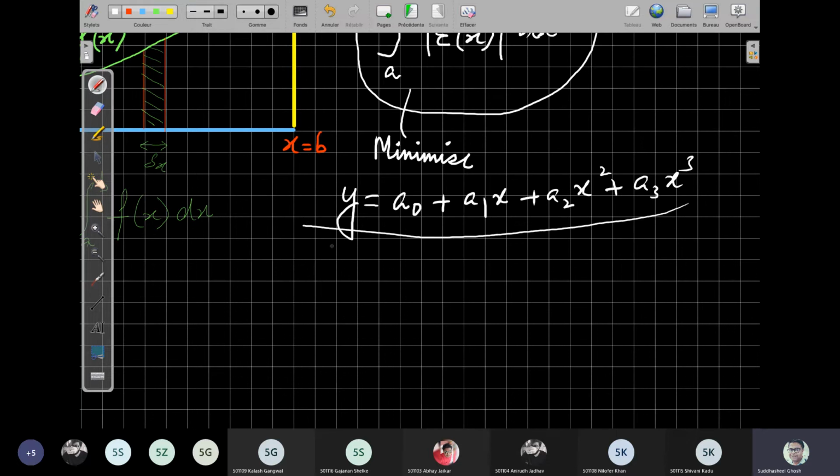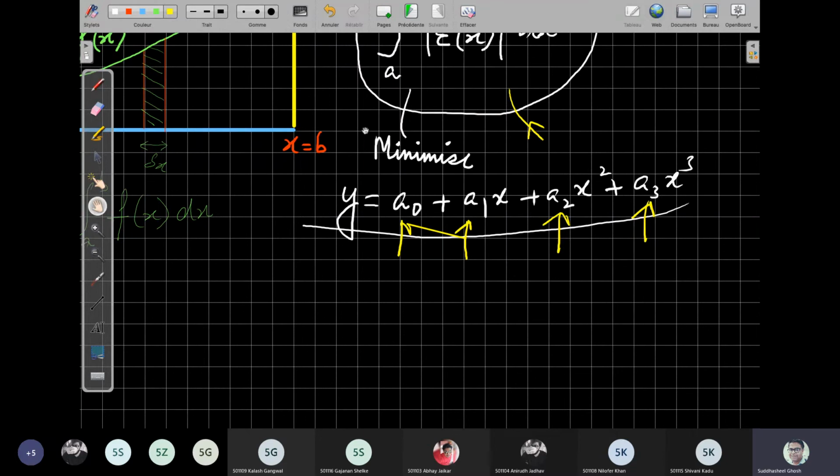Can anybody tell me? कौन से वैल्यू को चेंज करने से मेरा फंक्शन चेंज हो जाता है? What are the variables? Please tell me. a0, a1, a2. तो अगर मुझे इसको मिनिमाइज करना है, if I have to minimize this function, I have to minimize this with respect to these variables. These are my variables with respect to which I have to minimize this.